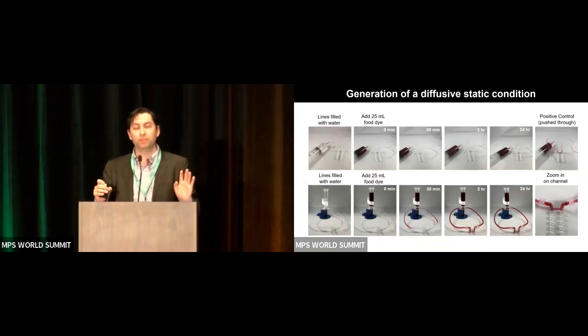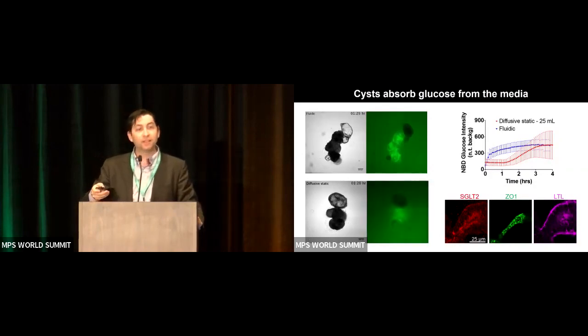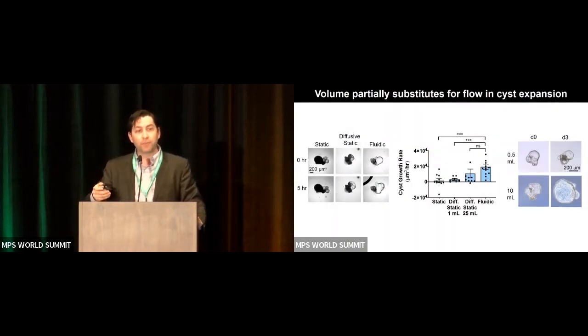In this case, we're able to see the food dye diffuse into the channel. So now we know we're getting diffusion, and we can use a large reservoir, attach it to our channel, and do the same experiment with similar volumes, but without the flow. And when we do that, what we observe is that volume alone partially substitutes for flow in the cyst expansion phenotype.